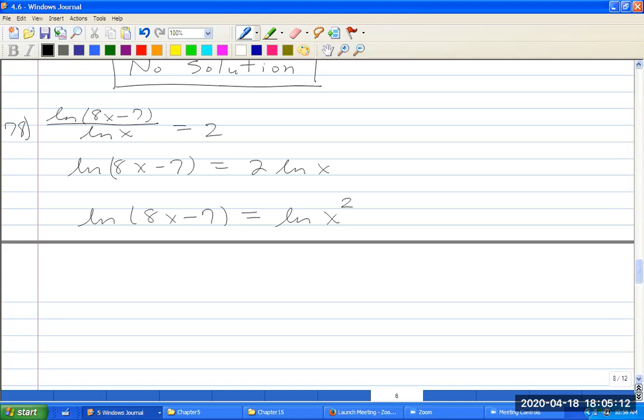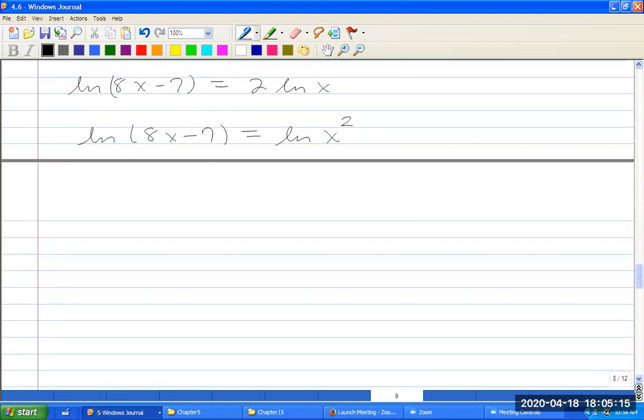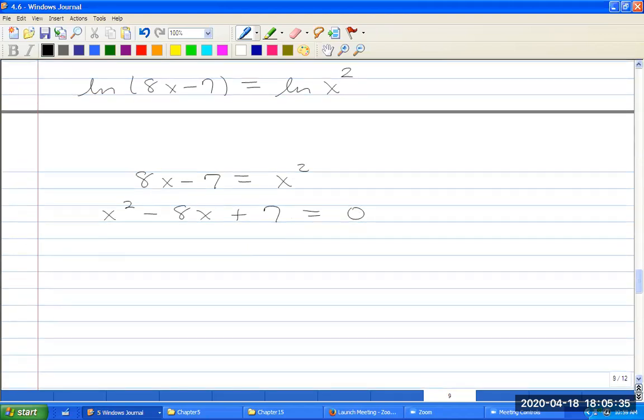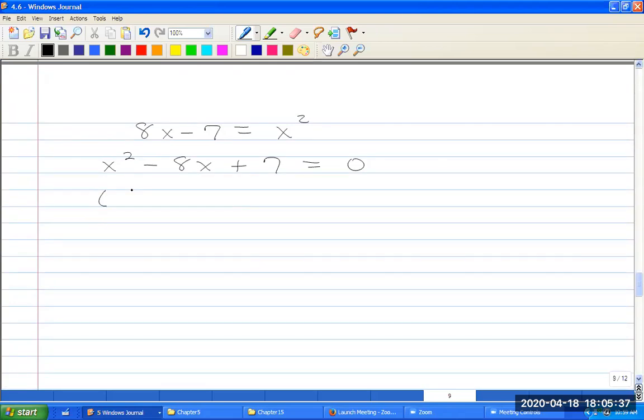Since the bases are equal, then the results must be equal. So what's inside the logarithms must be equal to each other. Let's subtract 8x, add 7 to both sides. This is a monic quadratic trinomial, so let me factor it: x minus 7, x minus 1 equals 0. Set each factor equal to 0 by the zero factor property and solve for x.